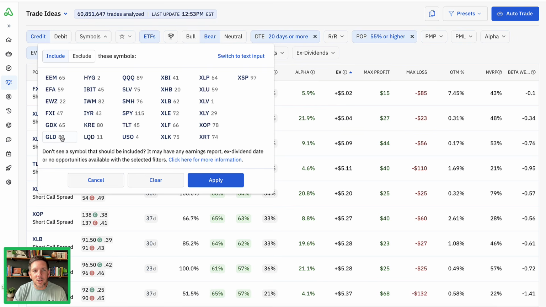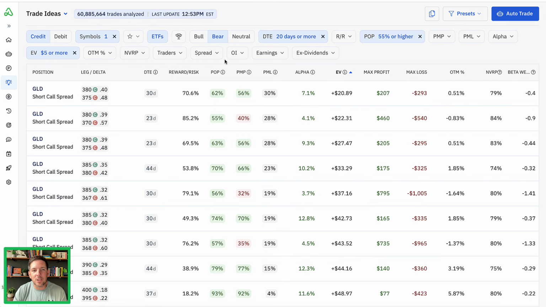Certainly some better stats than the other ones we saw, but maybe not as great as some of the other positions. Let's actually go in here, and I'm going to filter this today by GLD. Now, the reason I'm filtering it by GLD is because if I'm going to make a live trade, I want to do a trade that I actually want to make on this video. And the one that I want to make is actually on GLD. So I am a little bullish on GLD.